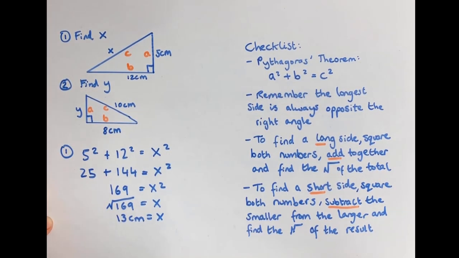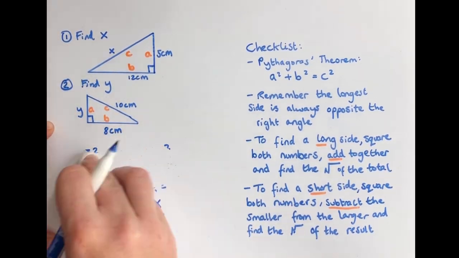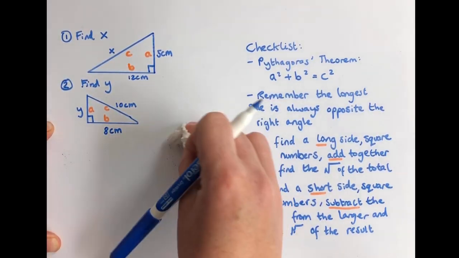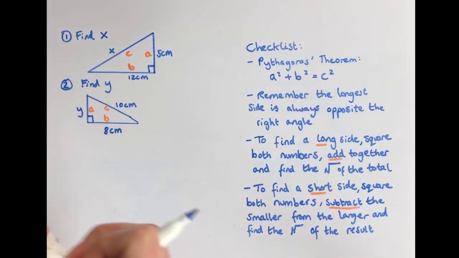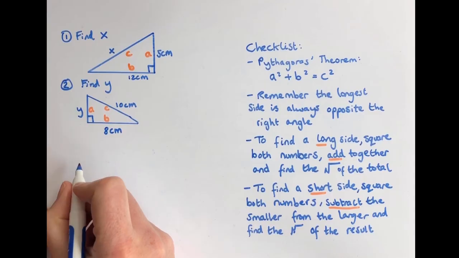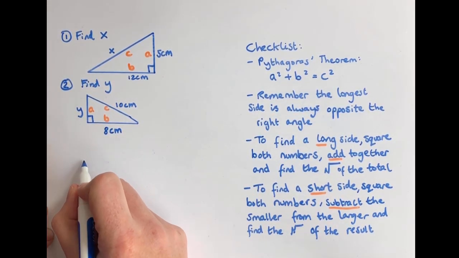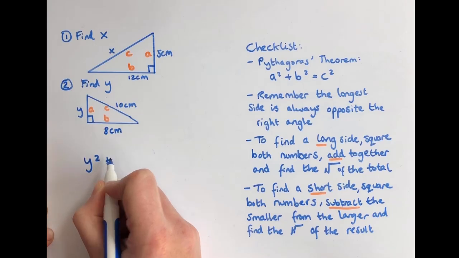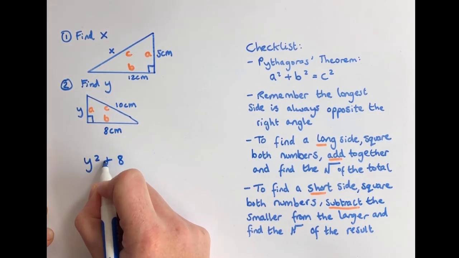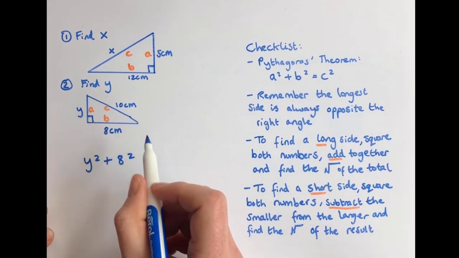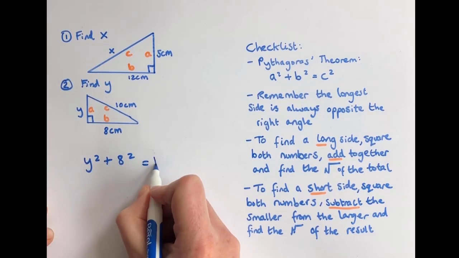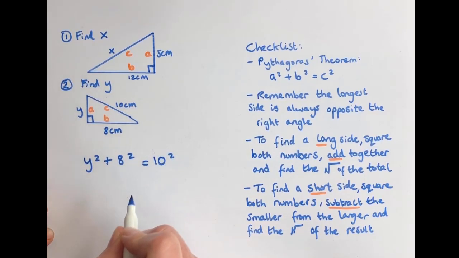So now I'm going to do question 2, and I'm going to find a short side, so it's going to be slightly different. So find y. I know that y squared plus a short side, 8 squared, remember the longest is always opposite the right angle, equals the long side squared.